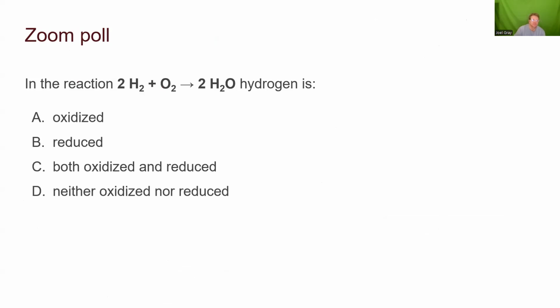There's our question. Our question is, in the reaction 2H2 plus O2 yields 2H2O, hydrogen is, okay. So could anyone add to the chat? We're going to work through this all together. What is the charge of hydrogen in H2? And then, same answer, what is the charge of oxygen in O2? So we need to figure out our charges for H2 and O2.